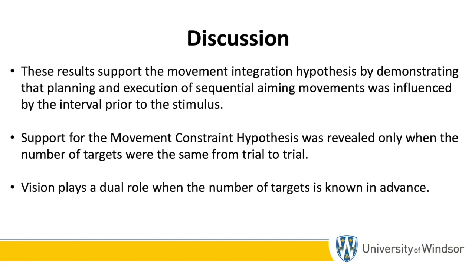Discussion. Collectively, these results support the movement integration hypothesis by demonstrating that planning and execution of sequential aiming movements is influenced by the interval prior to the stimulus under both blocked and randomized trial sequences. Support for the movement constraint hypothesis was revealed only when the number of targets was the same from trial to trial. It appears that visual regulation plays a dual role in two-target sequential aiming movements.